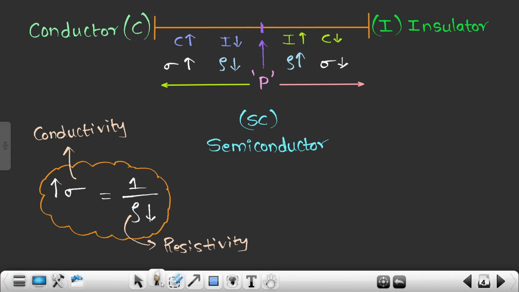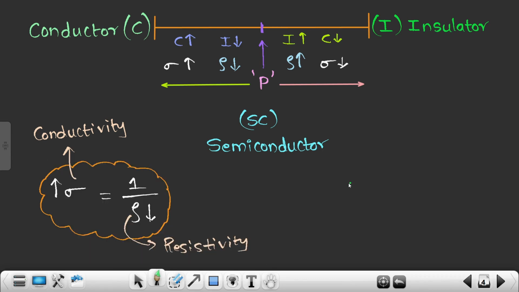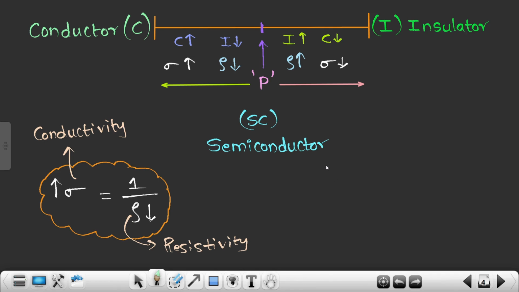Now when I say that my resistivity is increasing, what does that mean? As I had discussed in the very first course, the formula for resistance is R equals rho L by A. So you can clearly see, as my resistivity increases, my resistance also increases, right?